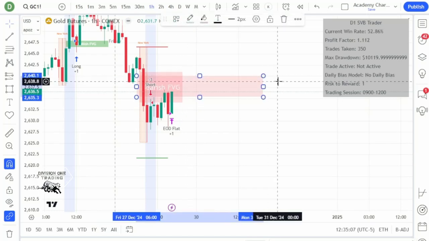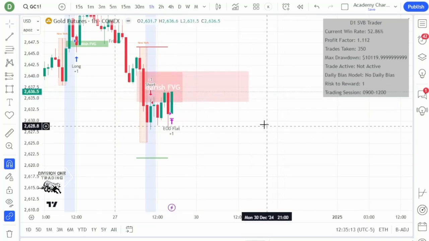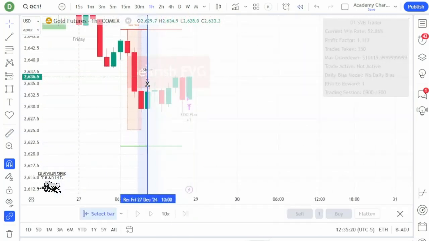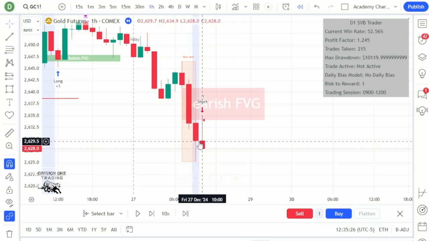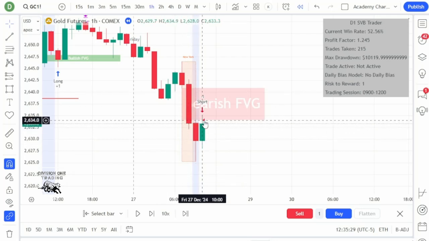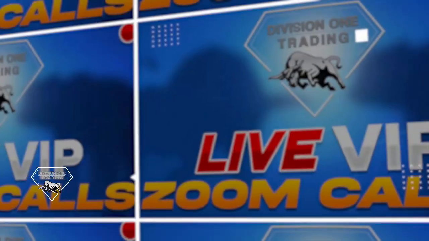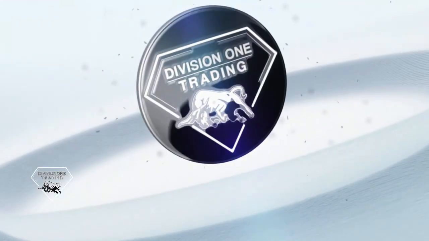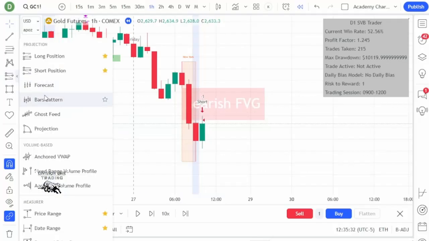The first thing you need is a fair value gap. So you can see the system marked out a fair value gap right here. Now, once that fair value gap is created, price is going to trade into it. So let me just do the replay here. So you can see that fair value gap was created. Boom. It spots the fair value gap and the system takes the short. So at that point, you take the short.